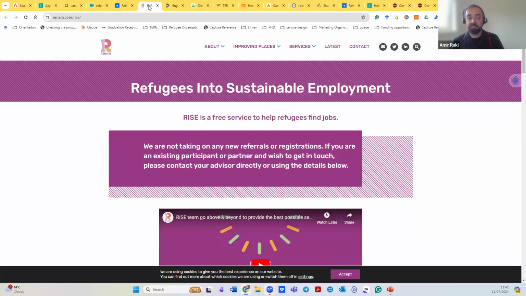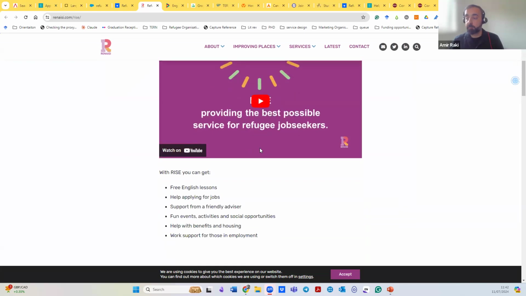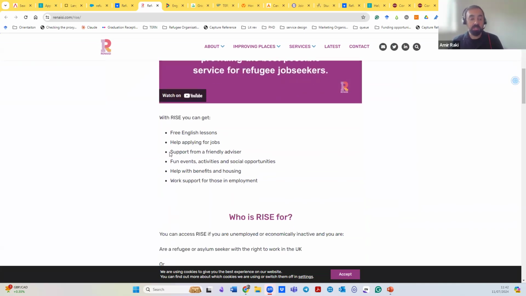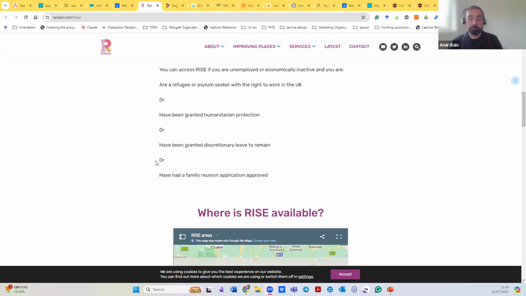The next one is Renaisi, and their main support is to help with your employment and becoming employment ready, including learning English. So they have their services in some areas in London, and in many other areas through online services. They have free English, applying for jobs, having personal advisors.